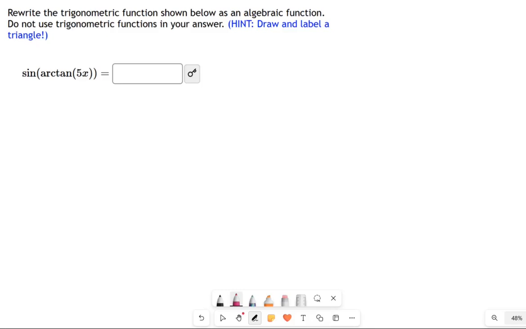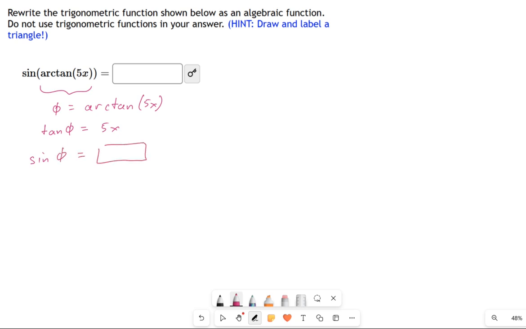I want to rearrange this problem as we started off and pretend that this thing in the middle here, this argument, is an angle, because that's what arc tangents will give us, or any arc function for that matter. I'm going to say phi equals arc tangent of 5x. And now let's rearrange that to say tangent of phi equals 5x.